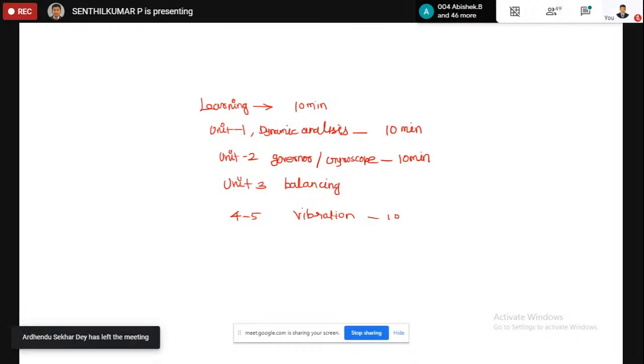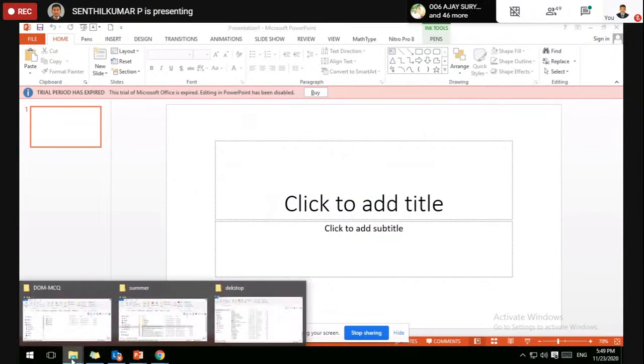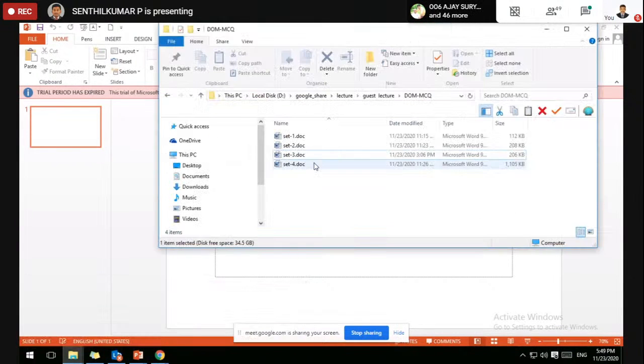Then I have some sample MCQs with me. I will show you a sample set. Totally I have four different sets of questions for MCQ. I will discuss any one set, and the remaining I will give to you. You just go through them and you will get some idea. Set 4 is slightly different.